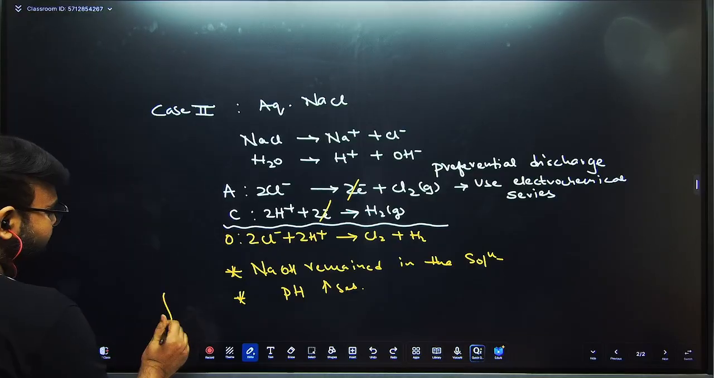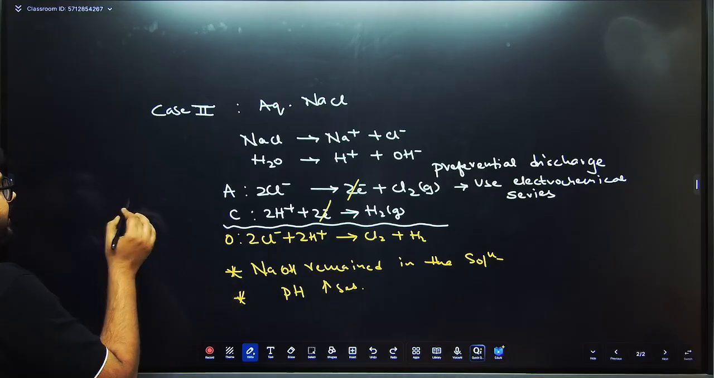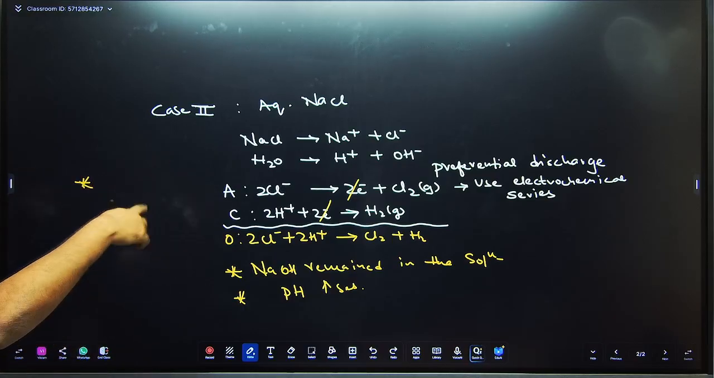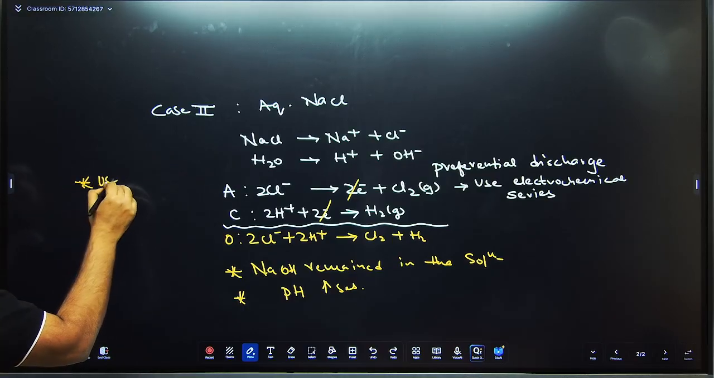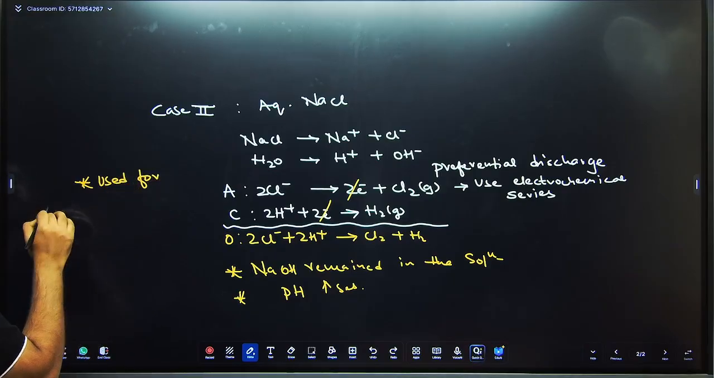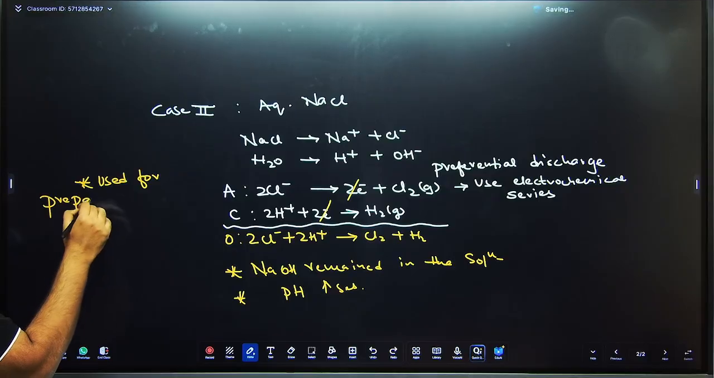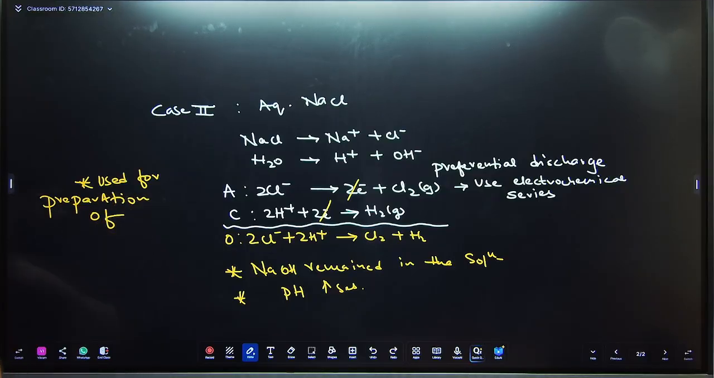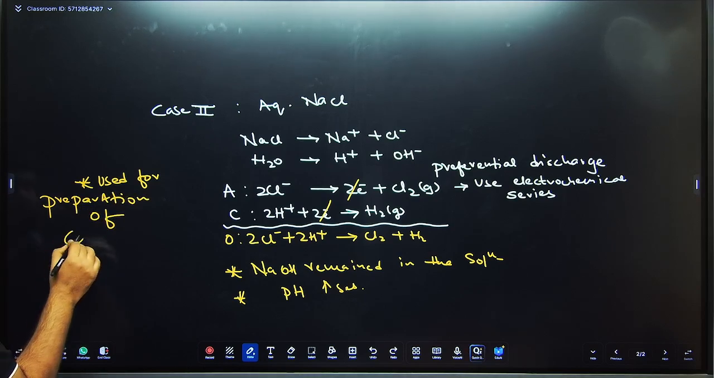And what is the use? What is the significance of this reaction? This electrolysis method is used for the preparation of caustic soda.